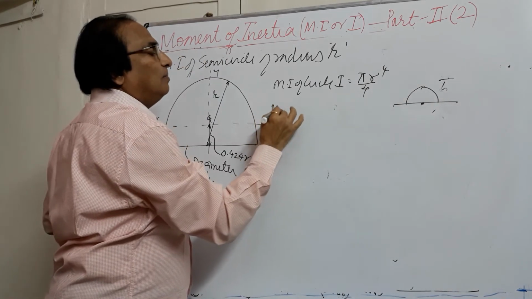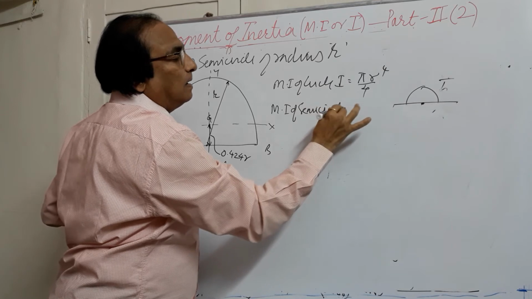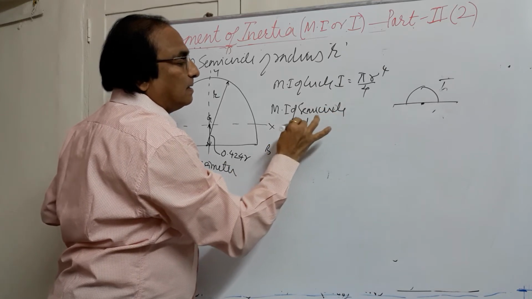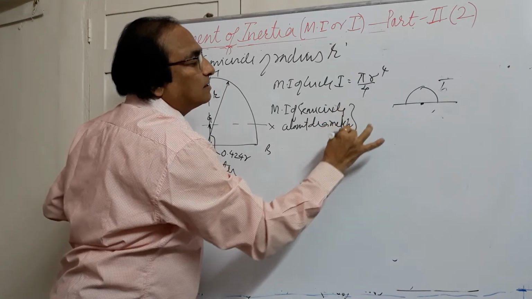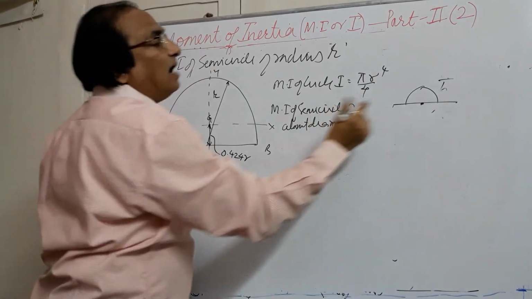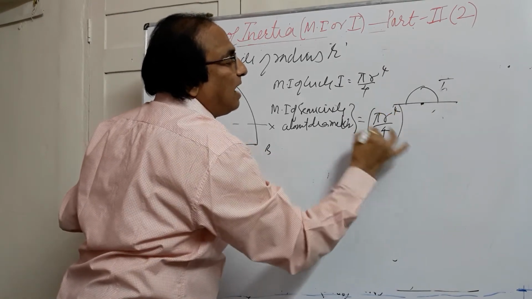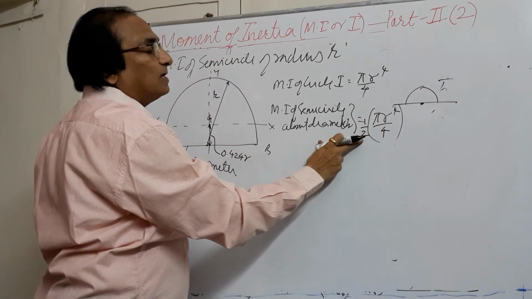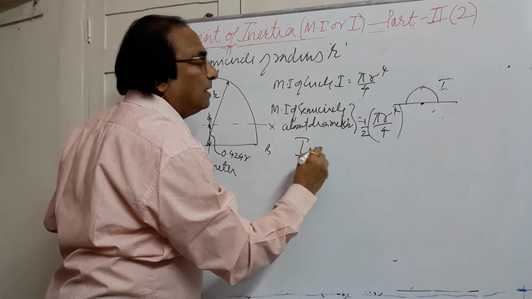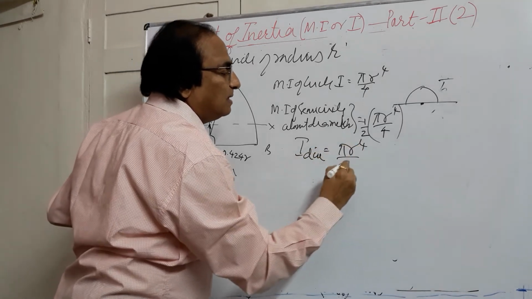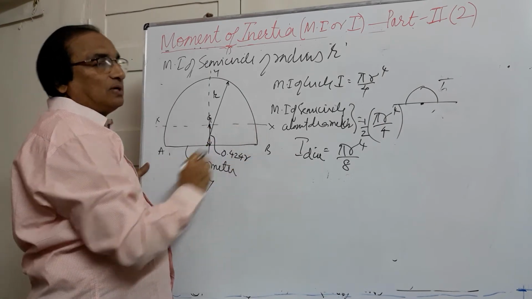So what will be the moment of inertia of the semicircle about the diameter? About the diameter, this will be equal to half of the moment of inertia. The circle is pi r raised to 4 by 4, so this will be half. But this moment of inertia is about the diameter. So I dia is equal to pi r raised to 4 divided by 8. We don't want the moment of inertia about the diameter. We want the moment of inertia about the x-axis.